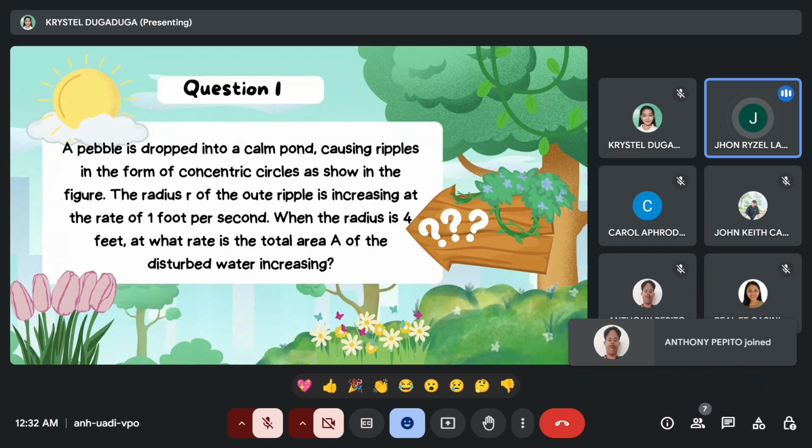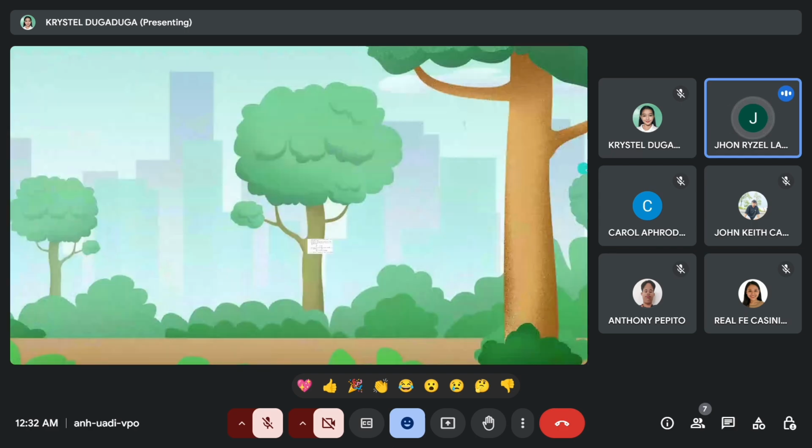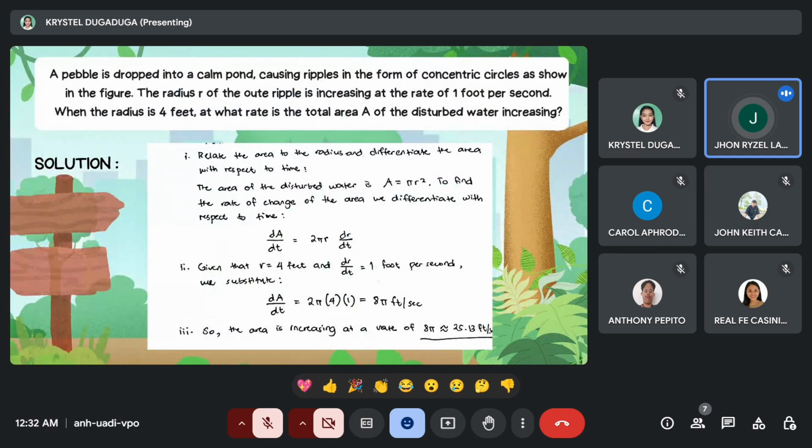The area of a circle is given by the formula A equals pi r squared. Then, differentiate with respect to time. To find the rate at which the area is increasing, we need to differentiate A equals pi r squared with respect to time t using the chain rule. So, dA over dt is equal to 2 pi r dr over dt.